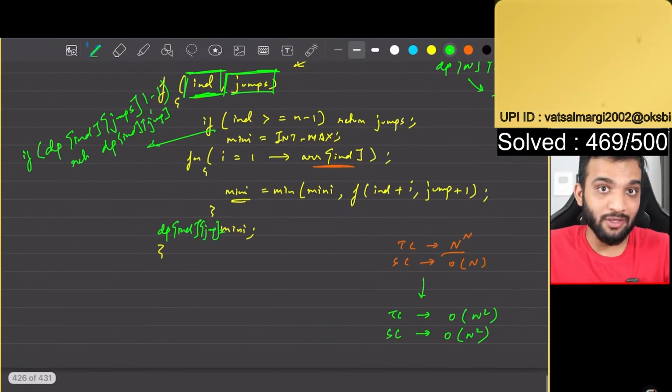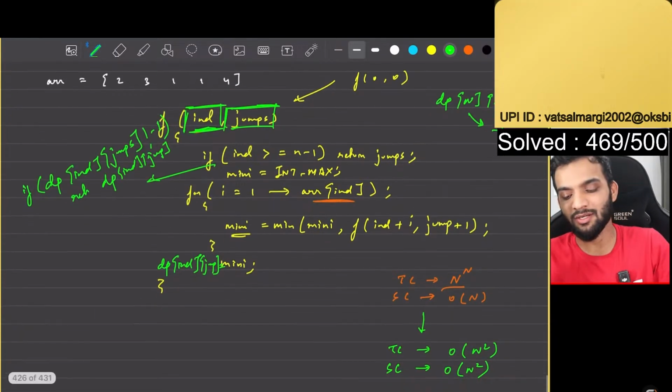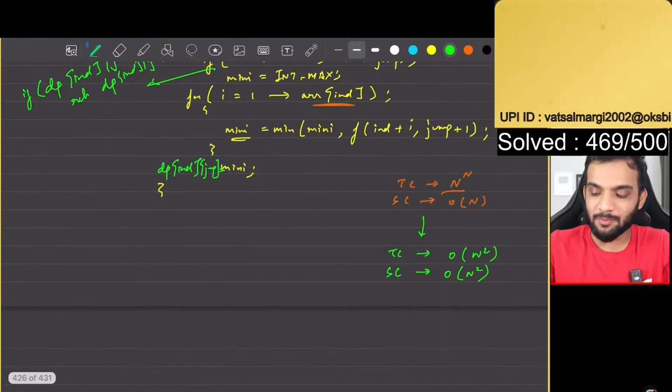Now this is what it will be converted into. Okay, perfect. I think we have pretty much understood. We have understood it, right? What's the next thing? Again, you can optimize this. You can optimize the space, go into space optimization.